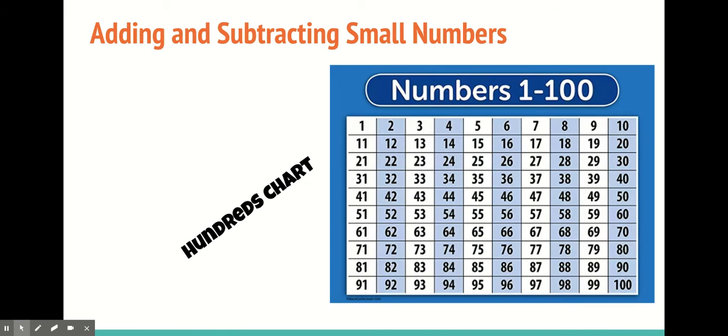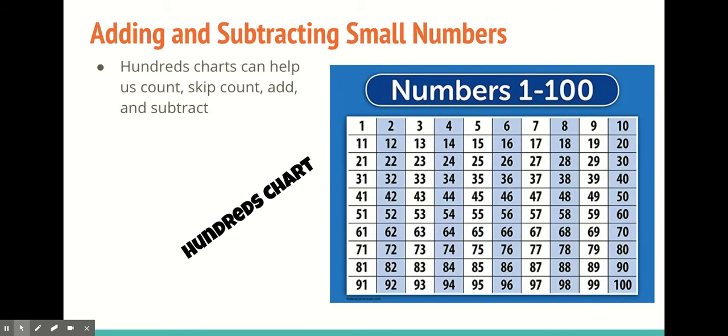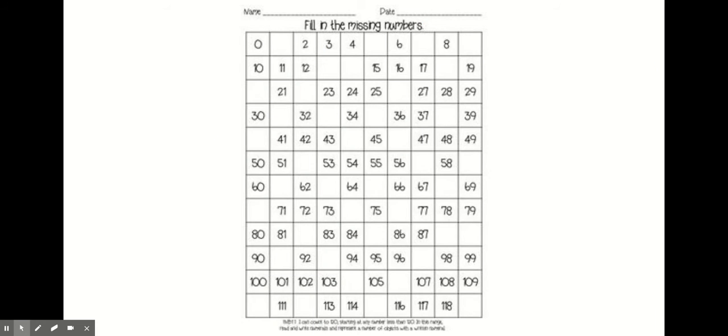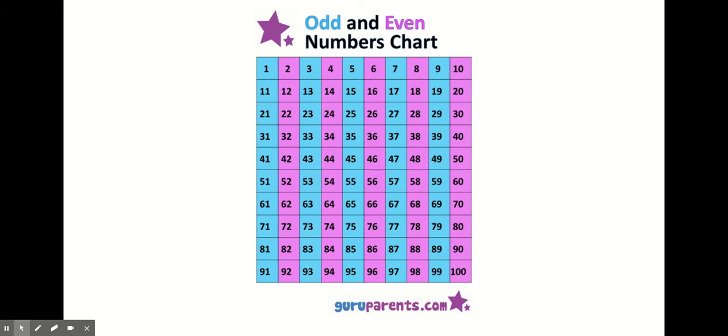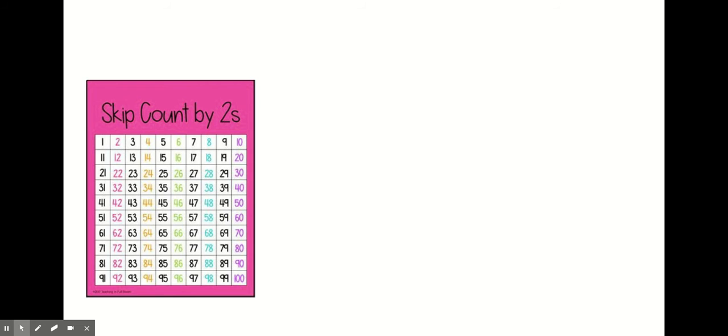So a hundreds chart is a wonderful resource to help our students with adding and subtracting small numbers. Hundreds charts help us with counting, skip counting, adding and subtracting, and they help us see how numbers are related. One thing you could do with a hundreds chart is leave some blanks. This would help students with the counting sequence and with writing numbers. Hundreds charts can help you understand the difference between odd and even numbers. They can help you with skip counting.